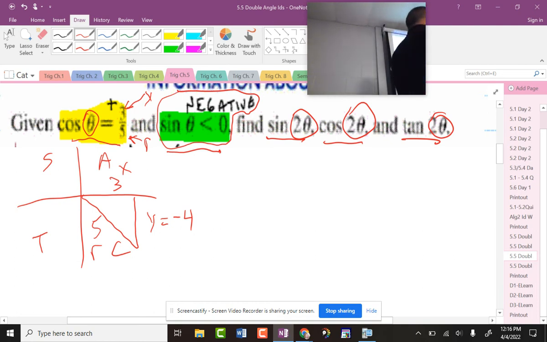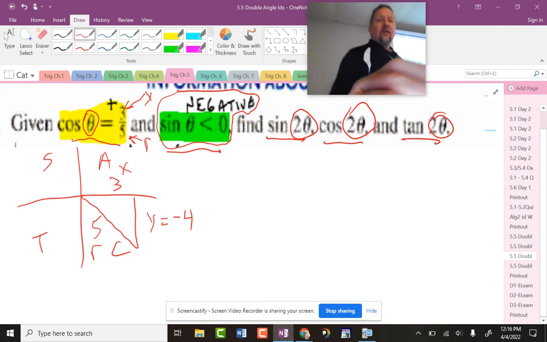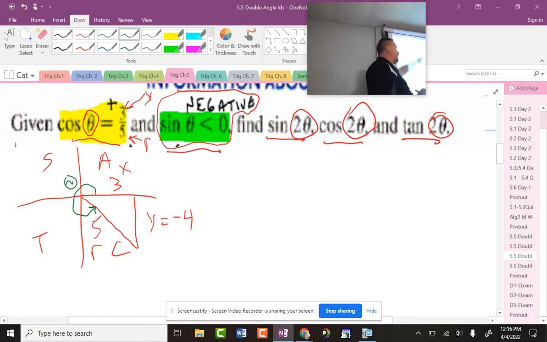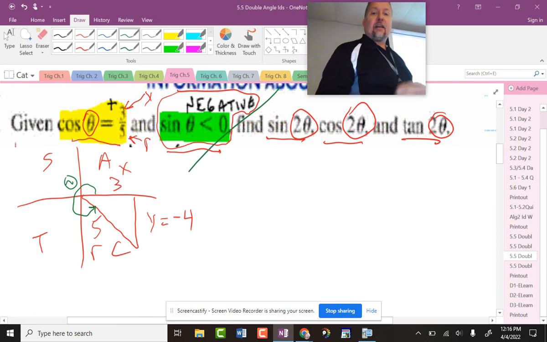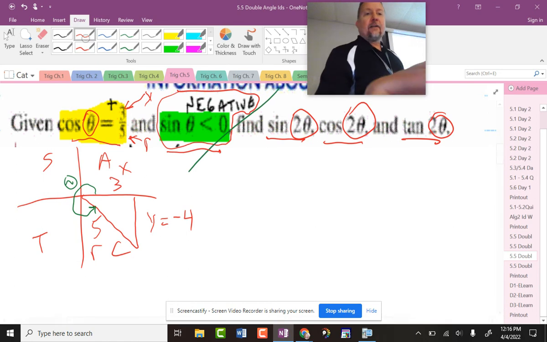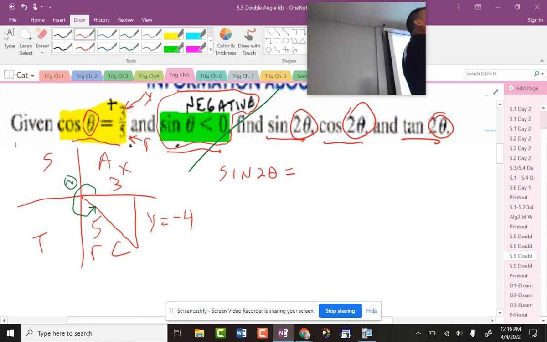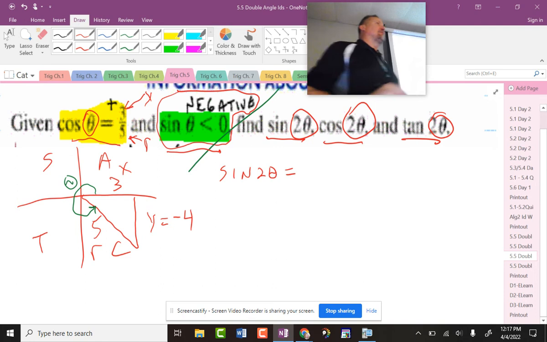All right, and then how does this help me? First of all, we got to know that this is theta. That's theta's triangle because they gave me theta information over here. We're going to use this theta information to find 2 theta information. Matt, look at your sheet. What does it say that you don't have to have memorized what sine of 2 theta equals in terms of theta? Or just tell me what sine of 2 theta equals.